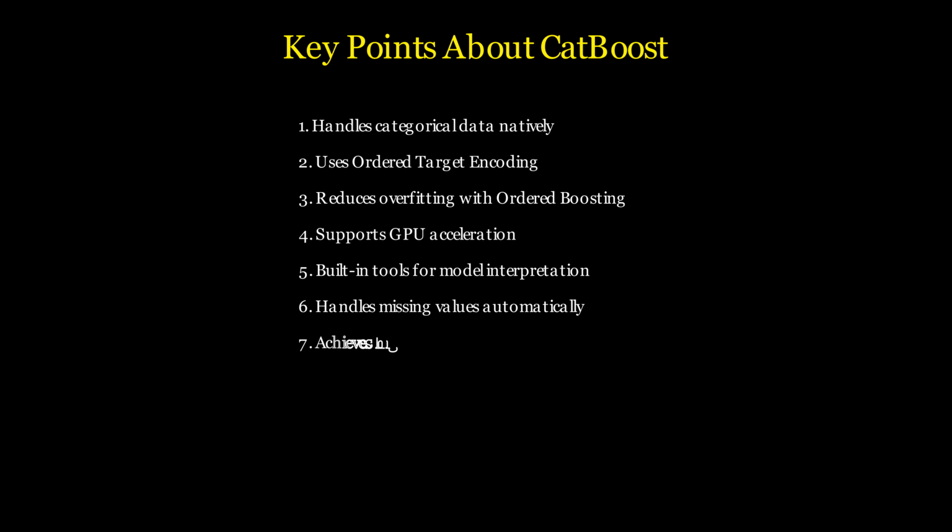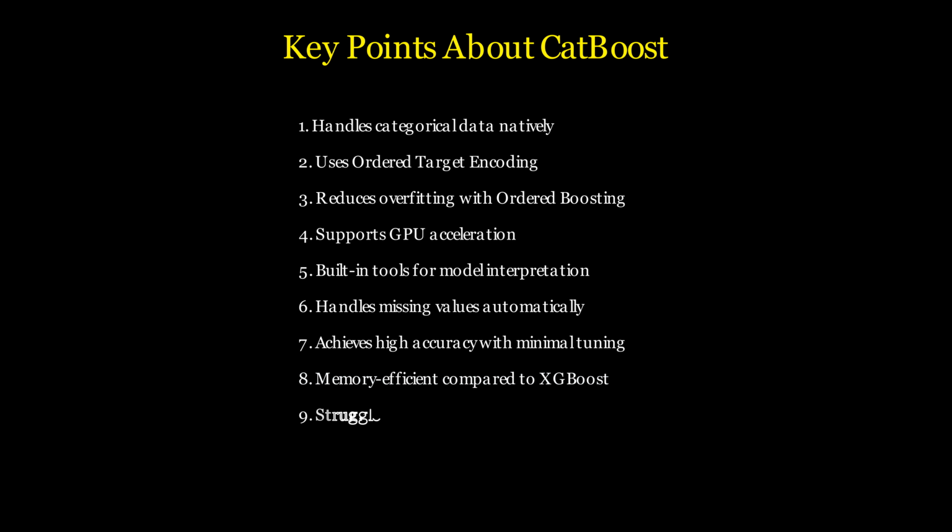CatBoost often achieves high accuracy with less hyperparameter tuning compared to other algorithms. It uses less memory than XGBoost, making it more scalable for large datasets. CatBoost is optimized for large datasets and may not perform as well on very small datasets. Like other boosting algorithms, CatBoost is less interpretable compared to simpler models like linear regression.